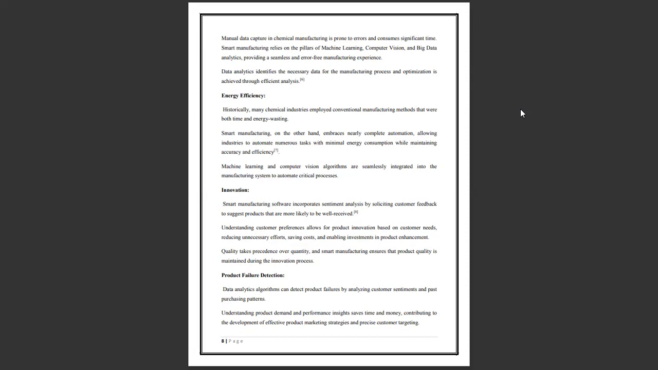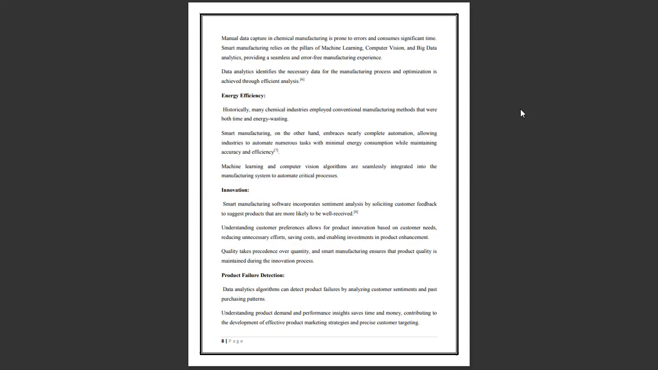Next is energy efficiency. Historically, many chemical industries employed conventional manufacturing methods that were both time and energy wasting. Smart manufacturing, on the other hand, embraces nearly complete automation, allowing industries to automate numerous tasks with minimal energy consumption while maintaining accuracy and efficiency. Machine learning and computer vision algorithms are seamlessly integrated into the manufacturing system to automate critical processes.